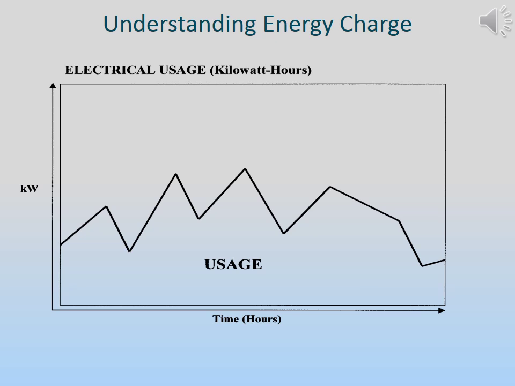Understanding the energy charge. Let's talk about electrical usage or energy consumption, kilowatt hours. Usage is over a period of time. It is continuous and it is determined by how many kilowatts we are using over that specific period of time. We can see on this graph that it goes up and down throughout the day depending on what we are doing, such as starting and stopping equipment. Some equipment automatically starts and stops. Other equipment may speed up and slow down. Regardless, our system will have a similar pattern of peak and low energy consumption periods throughout the day.